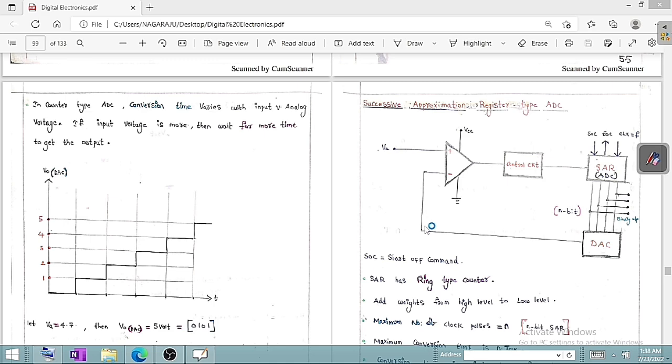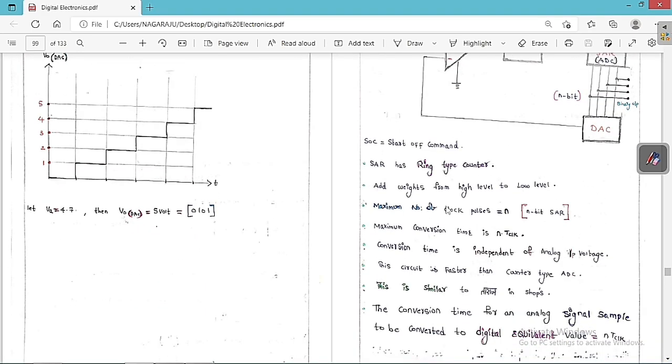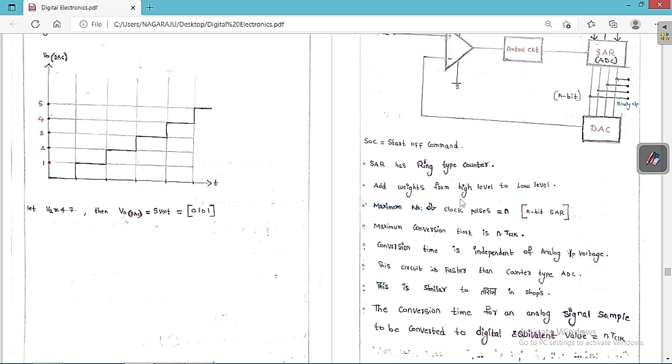SOC is called the start of command, and SAR is basically a ring type counter, and we have to add the weights from high level to low level, and the maximum number of clock pulses is n for an n-bit SAR. The maximum conversion time to get the value of the input analog voltage in terms of digital equivalent value is n into t clock, and the conversion time is independent of the analog input voltage. The circuit is faster than the counter type ADC. This is similar to Taraj in shops, and the conversion time for an analog signal sample to be converted to digital equivalent value is n into t clock. So these things I have already explained.